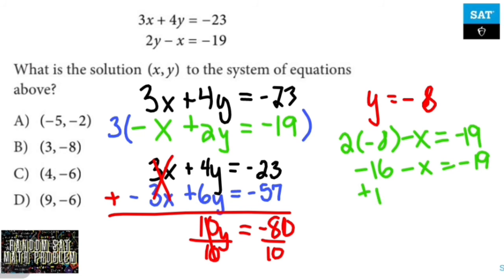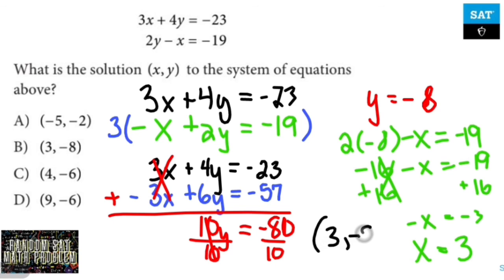Add 16 to both sides. Cross out. Negative x equals negative 3. Now be careful. Negative x equals negative 3, but I'm not solving for negative x. I'm solving for positive x. So if negative x is negative 3, then positive x is positive 3. And there's my x. There's my y. I end up with the point 3, negative 8. The answer is B.